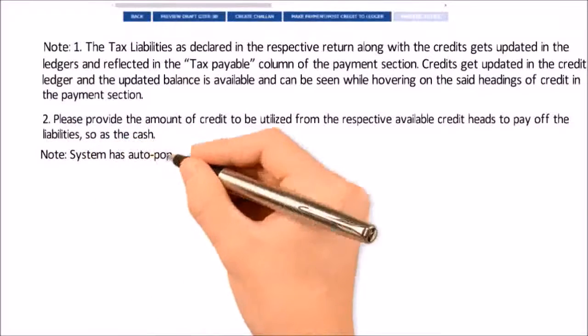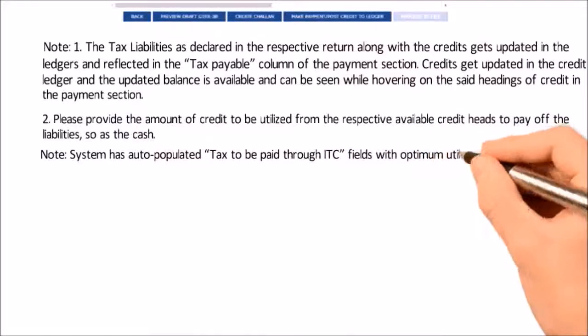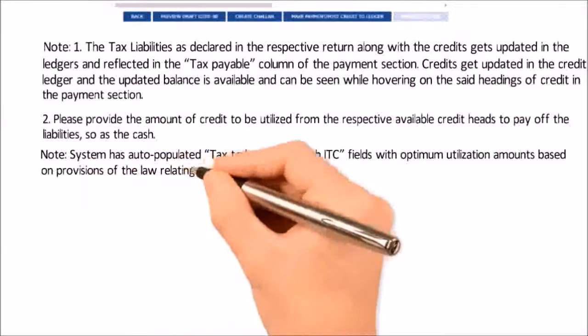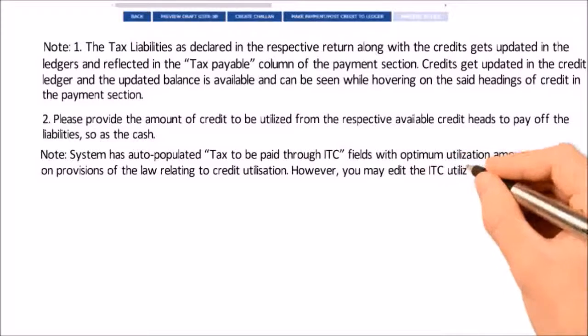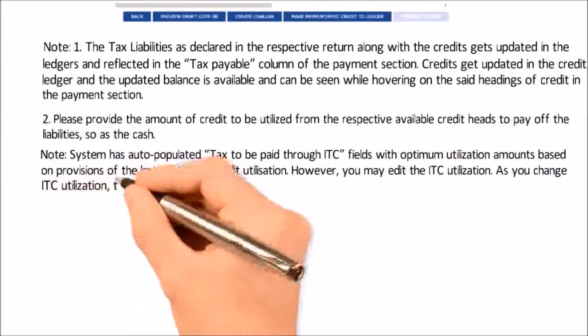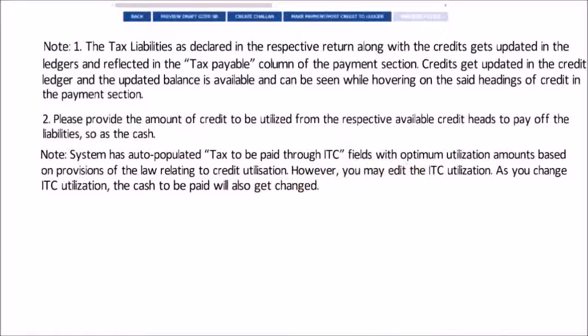Note: System has auto-populated tax to be paid through ITC fields with optimum utilization amounts based on provisions of the law relating to credit utilization. However, you may edit the ITC utilization. As you change ITC utilization, the cash to be paid will also get changed.